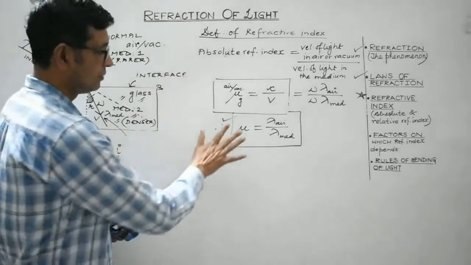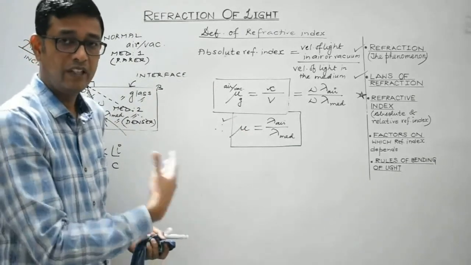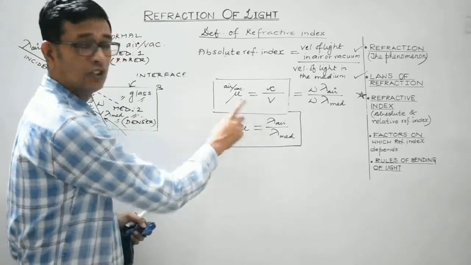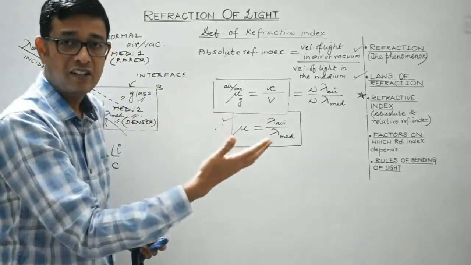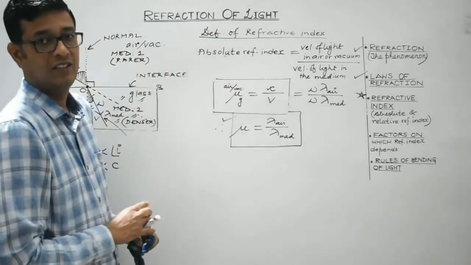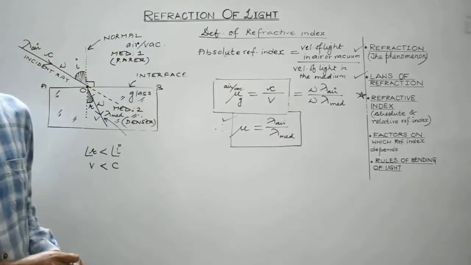So students, the absolute refractive index of a medium may also be defined as the ratio of the wavelength of the light in air to the wavelength of the light in that particular medium. So this is how the refractive index can be defined, right?